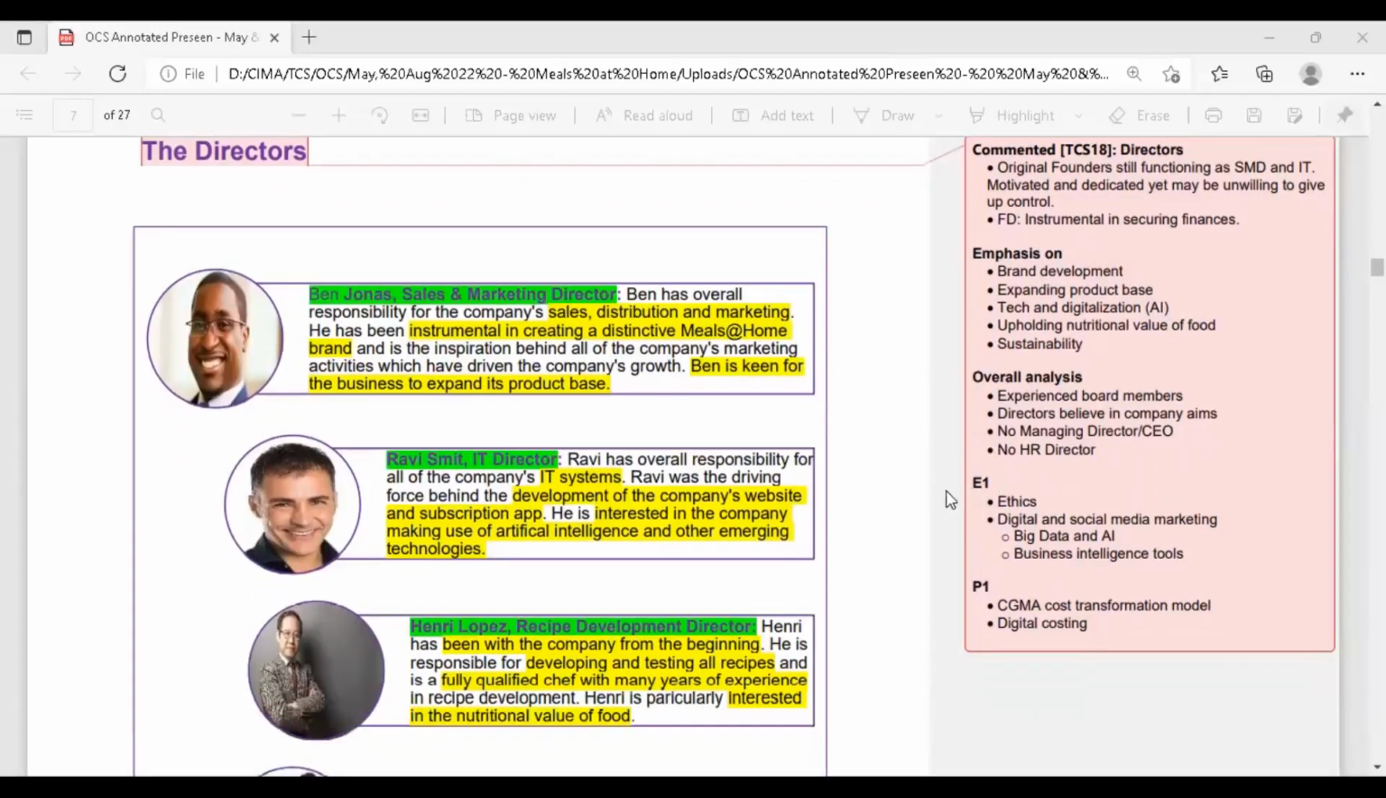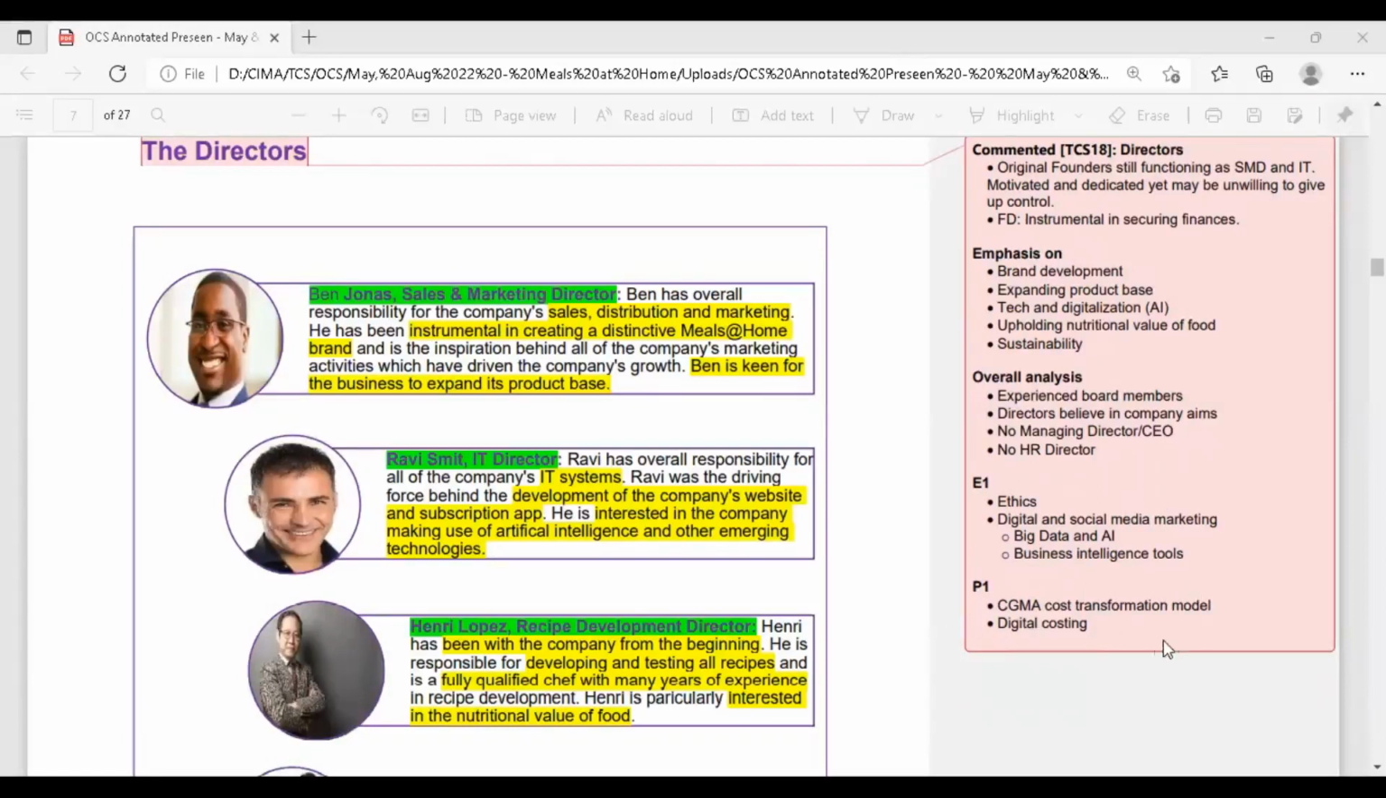Even related areas pertaining to company operations, so leadership can be tested, ethics will be tested, digital and social media marketing can be tested, because there's a hint provided about digitalization pursued by the company. So please go through these syllabus areas concerning big data and artificial intelligence and business intelligence tools. Again, I've prepared questions covering all these areas.